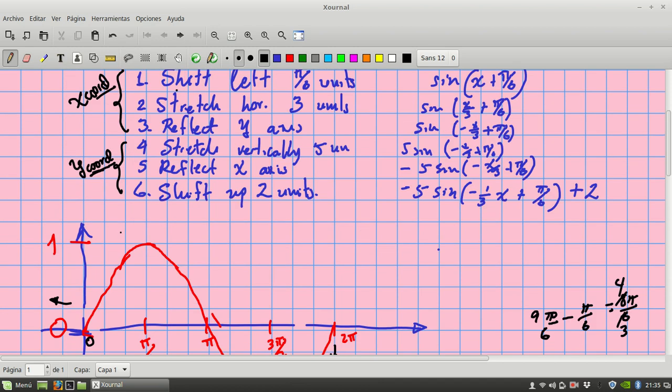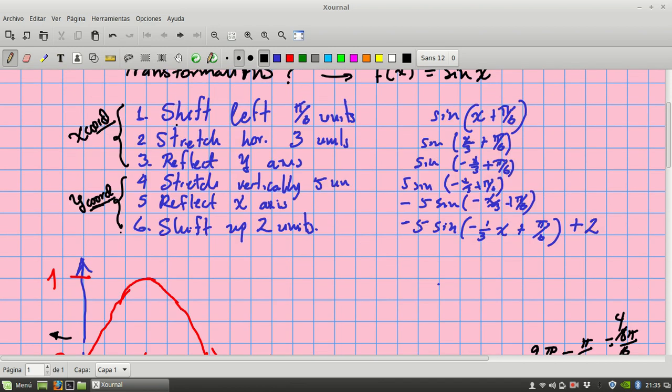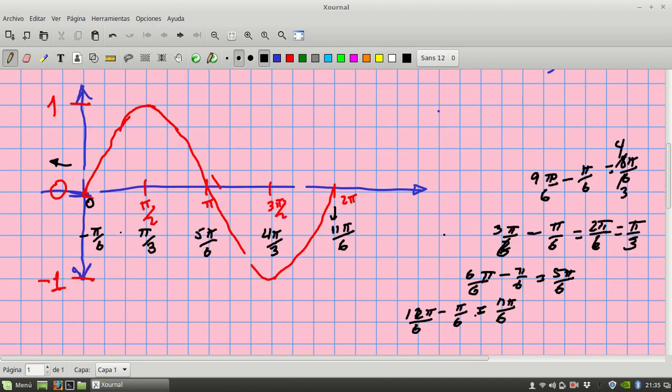Now what is next? The next part says stretch horizontally 3 units. So what does stretch horizontally 3 units mean? These points are stretched relative to the 0. The 0 here is in this position, and now the 0 is here, but it's going to be stretched from this position. What it means is that I have to multiply these numbers by 3, because it's stretching 3 units.